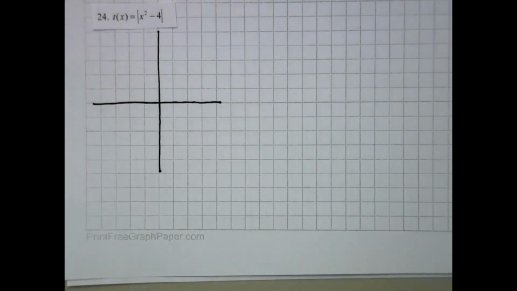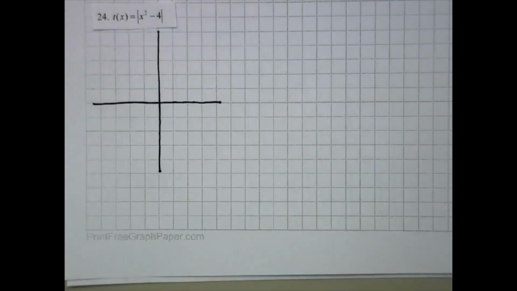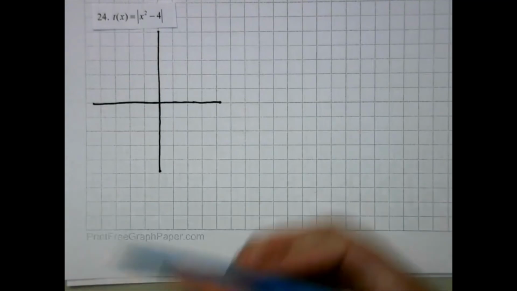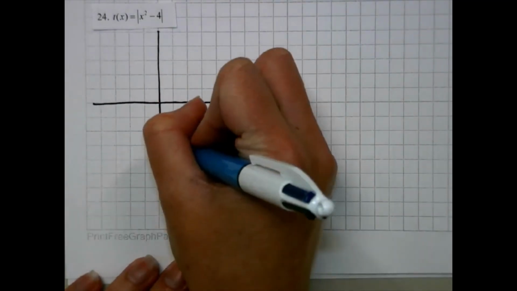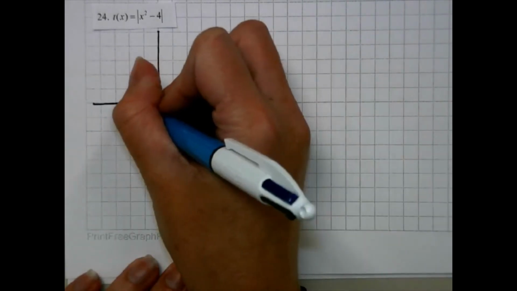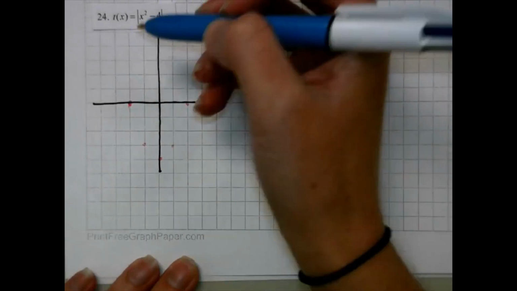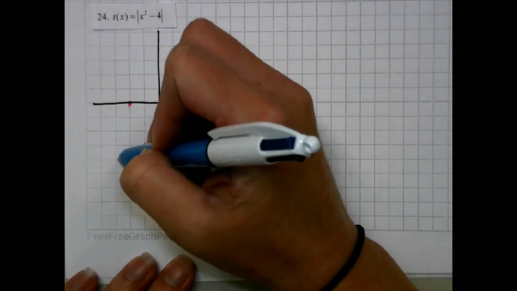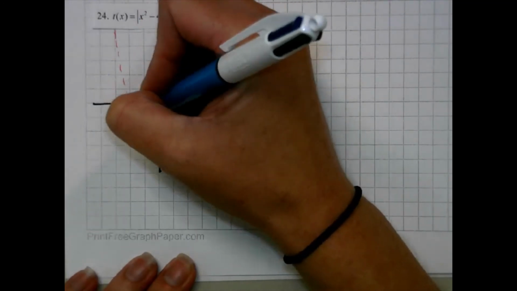Alright, so this one's kind of interesting, and we did one like this in class. The parent function here is actually x squared, and what I'm going to do is x squared minus 4, which would be a parabola down 4, over 1, up 1, 4, and so on. And then over 3 would be up 9, so, up here.